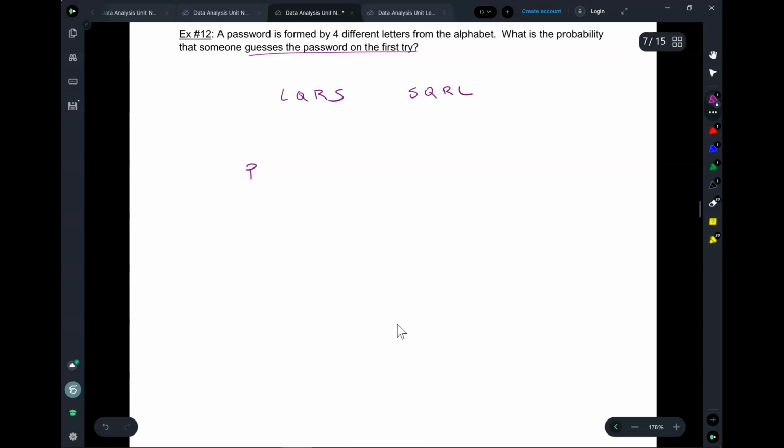So this is a permutation. I have 26 objects taken 4 at a time. When you put that in your calculator, you get 358,800. What is the probability that you guess that on the first try? It's this many. I want to see how many zeros there are in the percent. So 358,800. Okay.